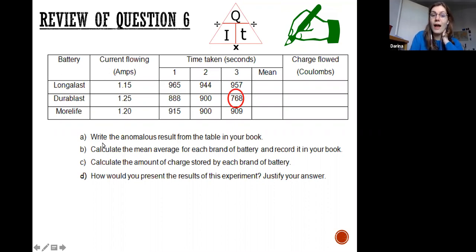Now, just for that row, I want you to calculate the mean and then therefore the charge that flows through that battery. And remember, when we have identified an anomalous result, we don't include that in the mean. So that's, again, a bit of experimental revision for you. So whip out your calculators. It'd be great if you had an actual calculator, but if you just have your phone, that's all right as well. Remember, how do we calculate the mean? We add everything together and then divide by the number of things that we have. And then we use the QIT triangle at the top there to work out how much charge is flowing.